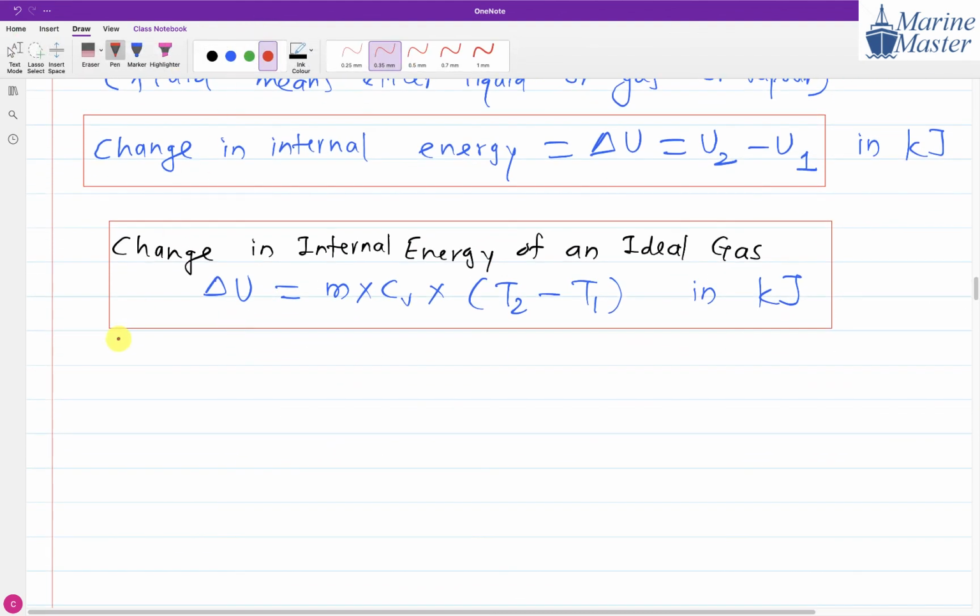Now the next term that we are going to study is enthalpy, and we are going to denote enthalpy by capital H. Give the heading enthalpy.